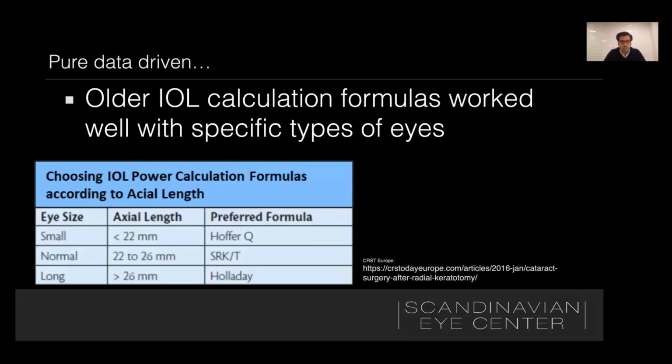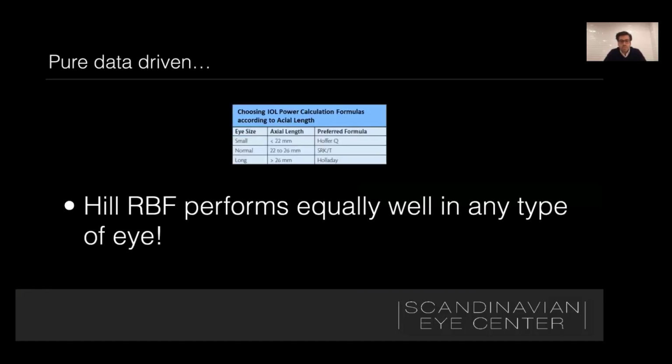Sorry about that. So beforehand, with the older calculation formulas, we would use different formulas for different eyes. Short eyes would be one formula, long eyes would be a different one. With the Hill-RBF, we know that it performs equally well in any eye.